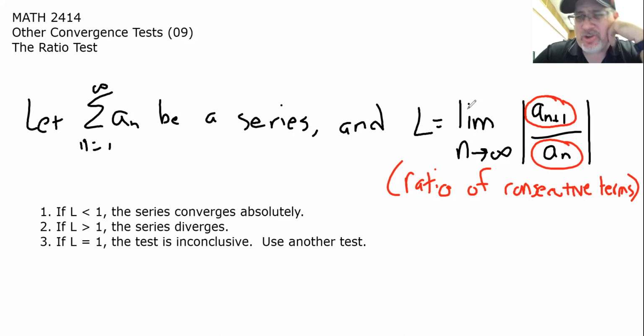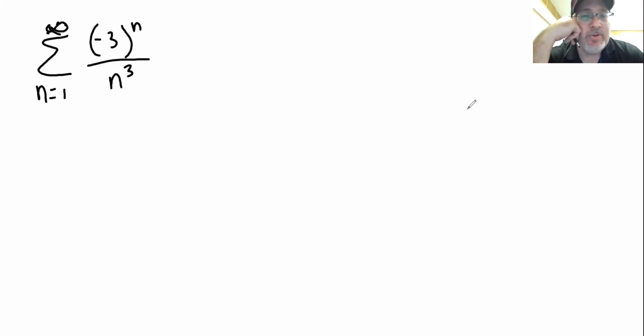So when should we consider using this? The answer is when you have variables in exponents, when you have variables in polynomials, when you have variables in factorials, which we haven't seen lately, we will soon. In other words, it's almost always a good time to try it. So let's try it on this one. The sum from n equals 1 to infinity of (-3)^n over n cubed.